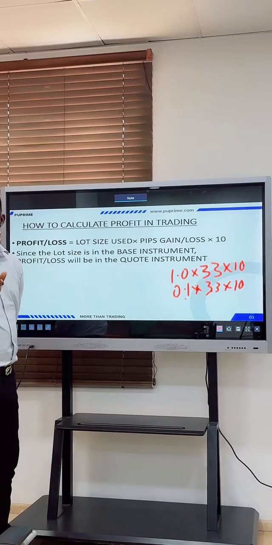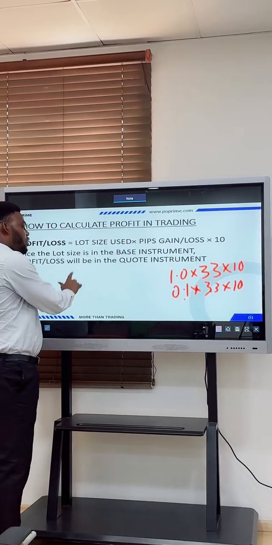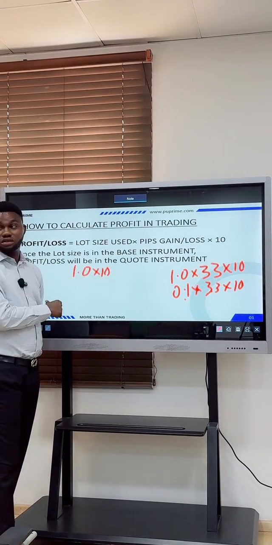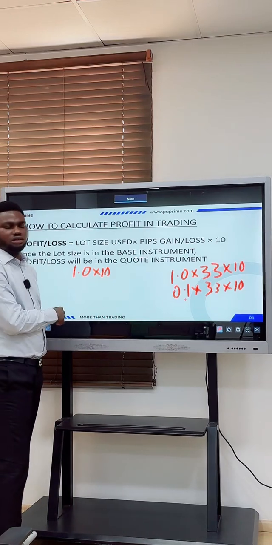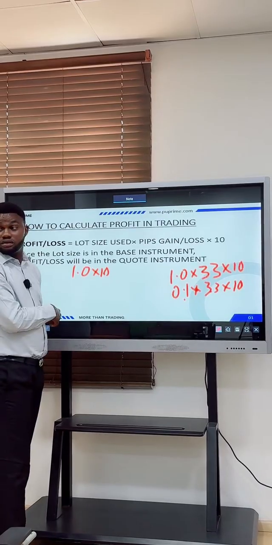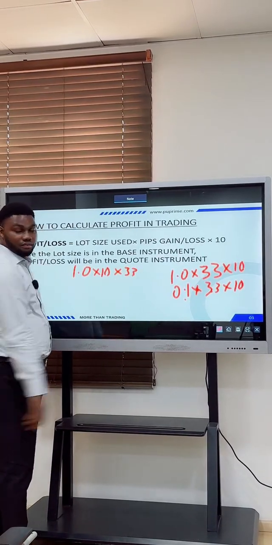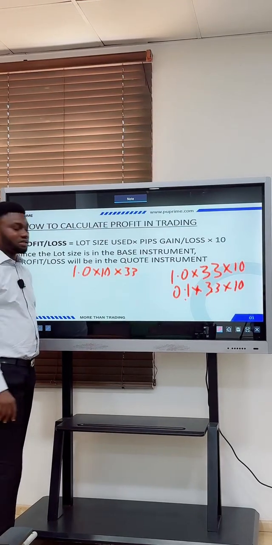Let me make it simpler, because sometimes this may seem confusing to people. Now, 1.0 times 10 will give you 10, which is the $10, right? Then times 33. Is it clear for a standard lot size?